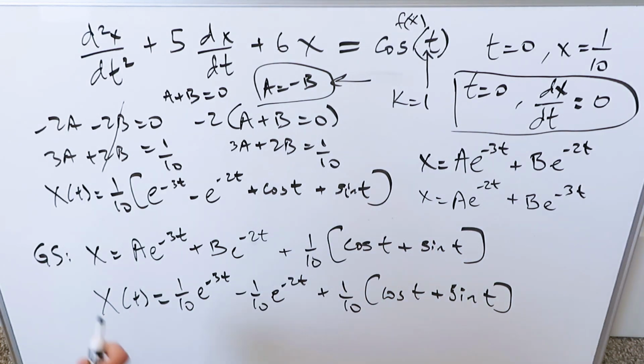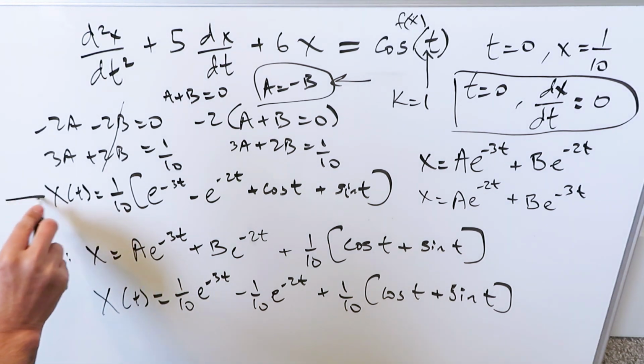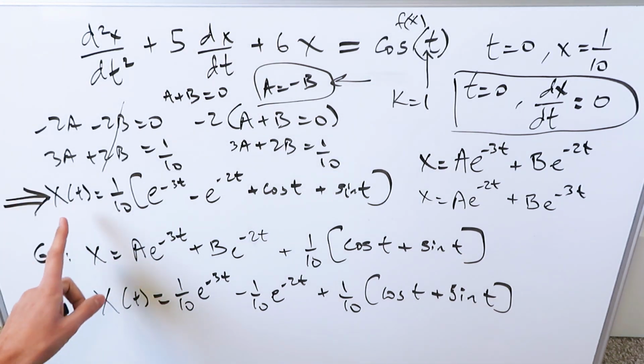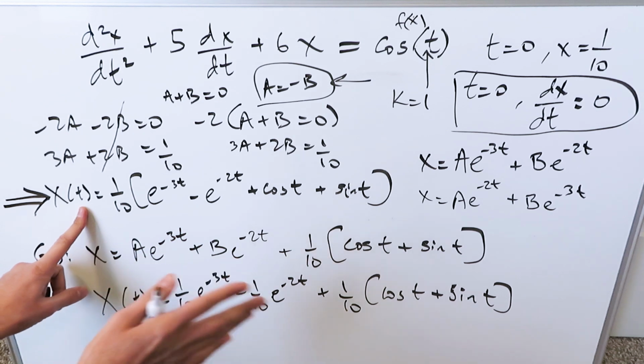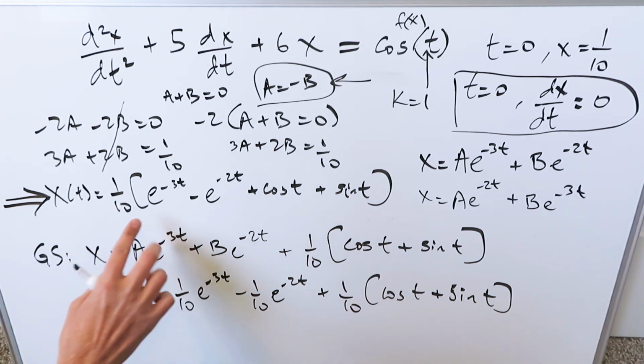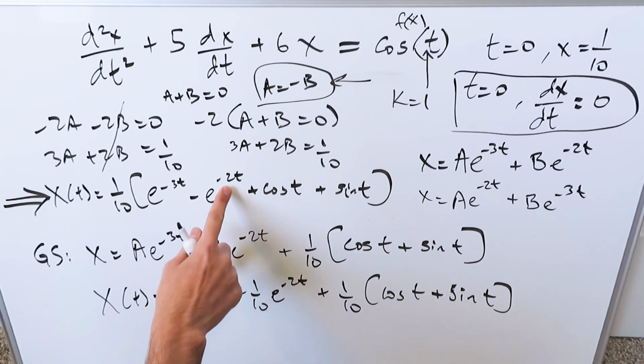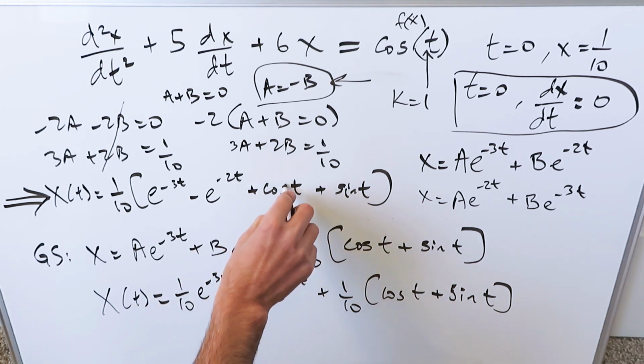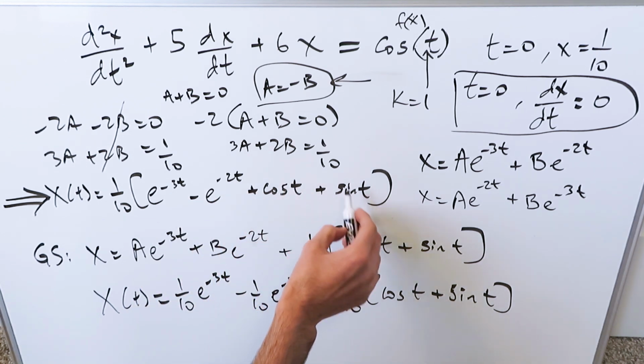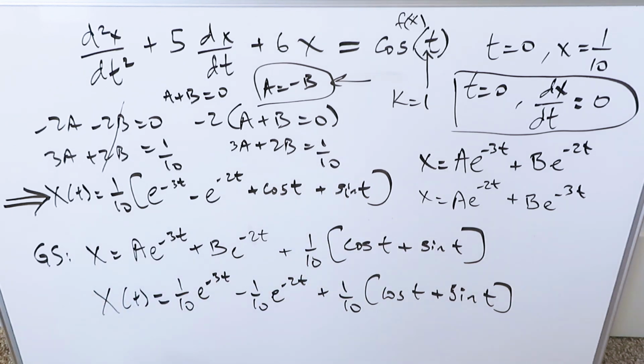So in all of this clutter over here, let's identify what our solution is right here. In the best format is this: x with respect to time, or just say x is equal to 1 over 10 parentheses e exponent minus 3t minus e exponent minus 2t plus cosine t plus sine t, close your parentheses, and you're done. You can post that, or you can post this where you have not isolated the 1 over 10s. Either way is fine.